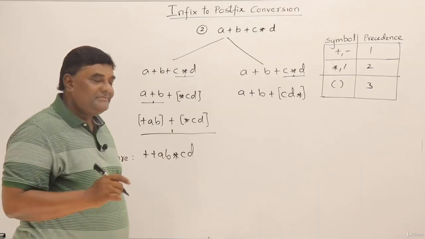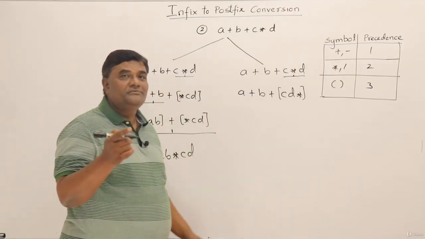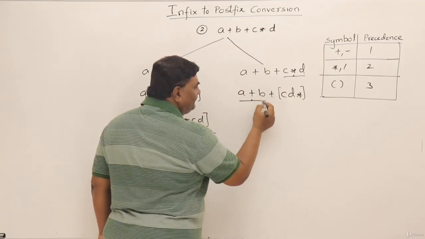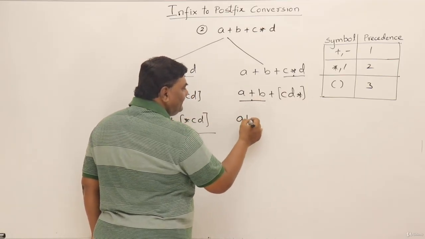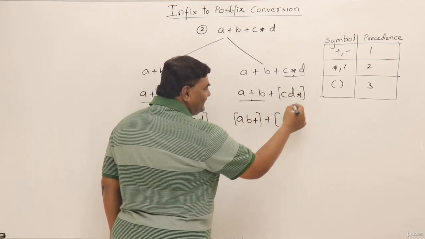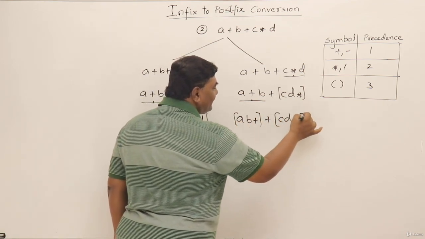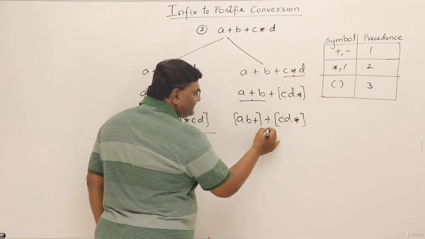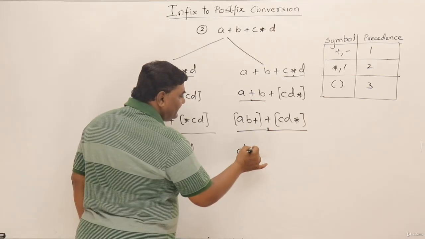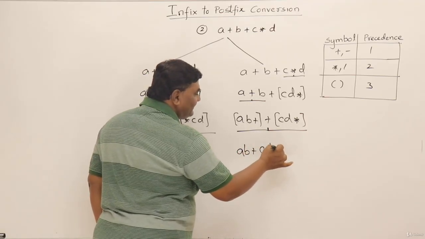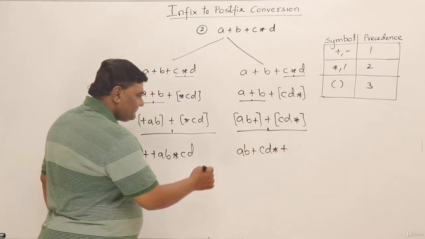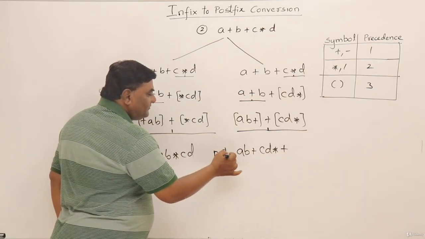Now next, what are the operators remaining? Plus, plus, equal precedence. Which one should be done? Left hand side. This one. This plus is upon what? A and B. So convert into postfix. A, B plus, put it in the bracket to show it is completed, then plus as it is. This is remaining as it is. Then what is remaining? This plus. This plus is upon what? This is left hand side and this is right hand side. So write on left hand side A, B plus, then right hand side C, D star, then write plus. This is the postfix form. So this is the postfix form of the expression.